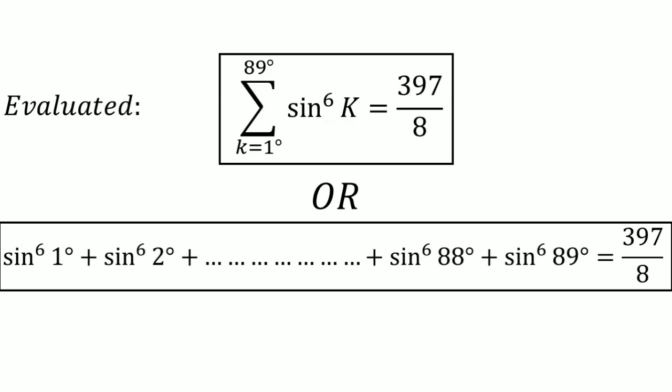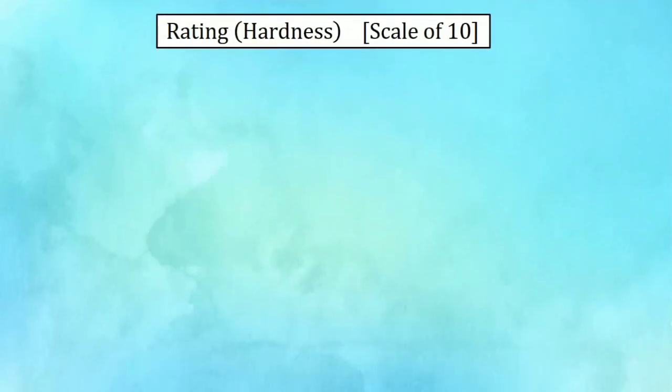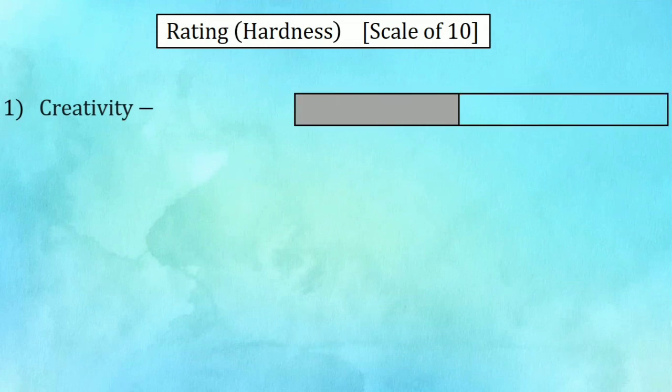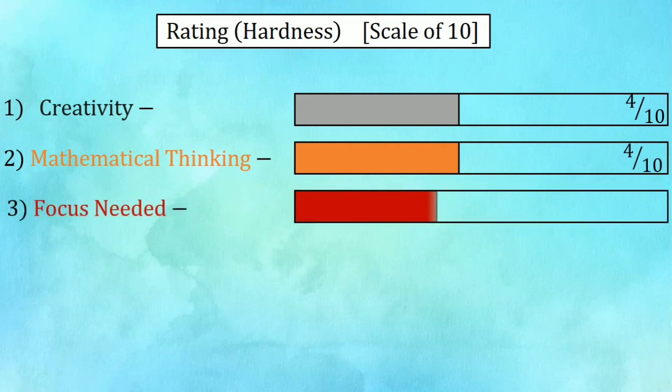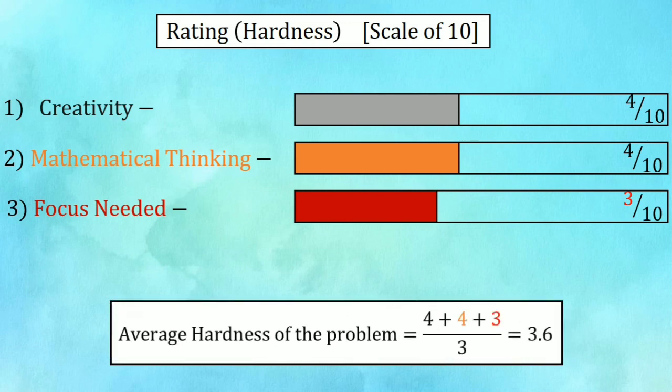Now it's time for the rating of the problem. For creativity, I want to give this problem 4 points out of 10, and for mathematical thinking, I want to give this problem 4 points out of 10, and for focus needed, I want to give this problem 3 points out of 10. So the average hardness of this problem is 3.6. And yeah, that's a good problem for practicing series problems.